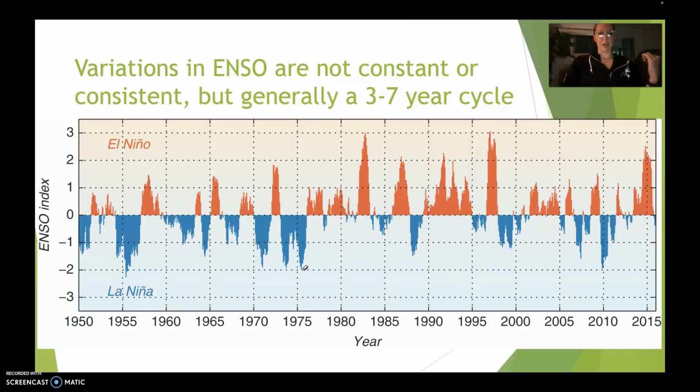And the last thing I want to point out here about El Nino is that it's generally not a consistent or constant cycle, but for some reason we love to call a 3 to 7 year cycle somewhat consistent. I kind of just disagree with that personally, but that's just me.